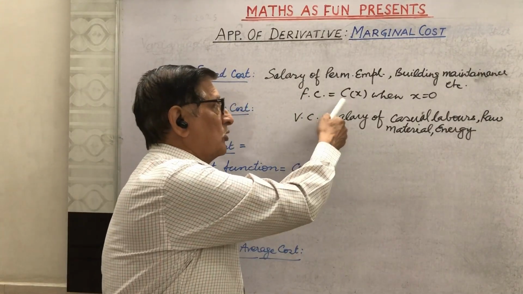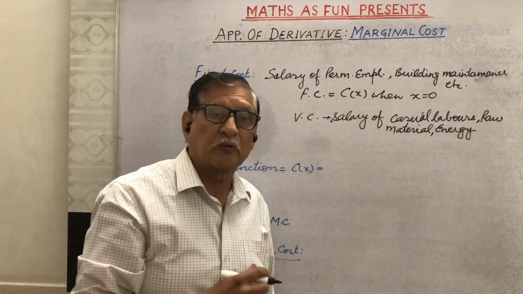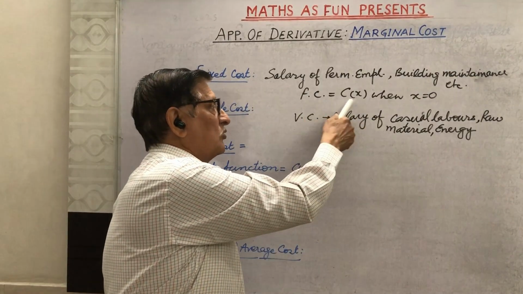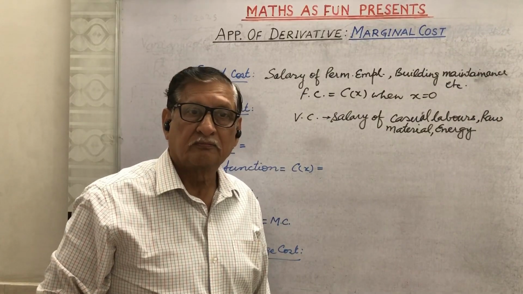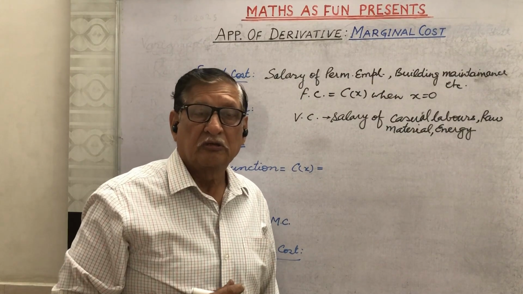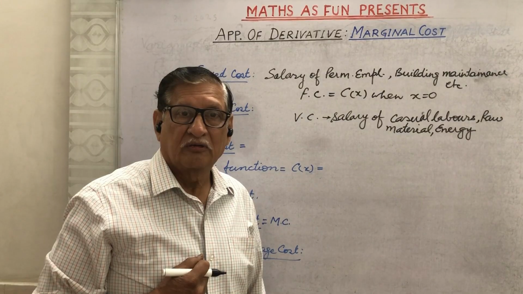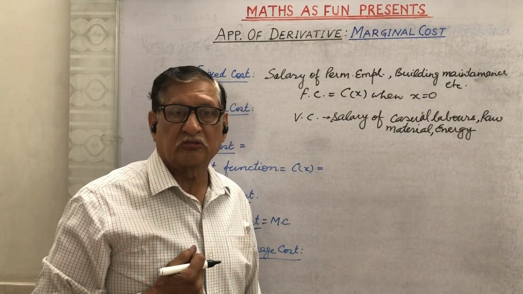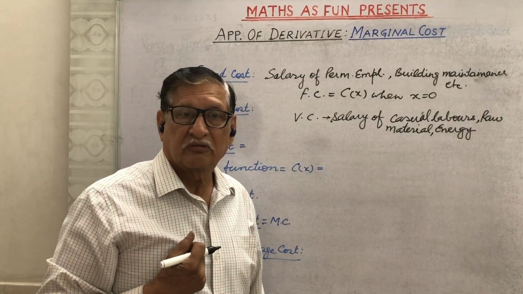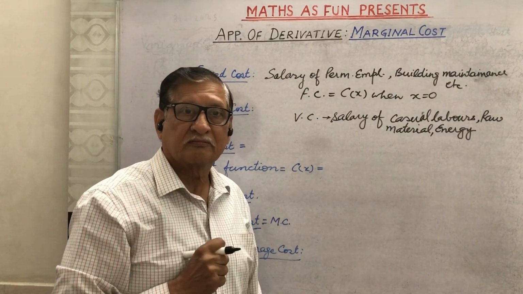What is FC? Suppose the total cost function is given by C(x). When x is 0, meaning production is 0, whatever cost is given is known as the fixed cost. Then what is variable cost? Variable cost is like the salary of casual employees or laborers, the energy expenditures, etc., the interest taken on any loan; that comes under the variable cost.